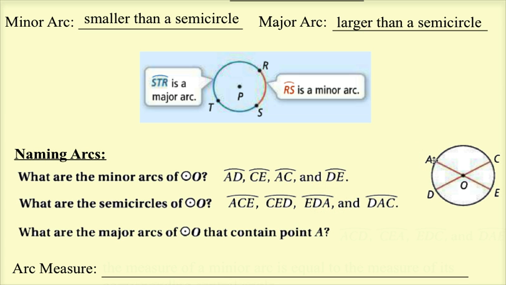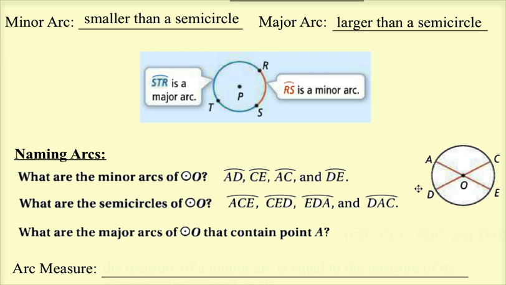So to do the semicircle, I would use 3 letters, A, C, E, so I know which direction. Because if I just said AE, I wouldn't know if I'm going this way, talking about that semicircle, or this way, so I use the 3 letters. So arc ACE goes this way. CED starts at C, goes through E, and goes all the way to D. EDA starts at E, goes through D to A. Or DAC starts at DAC.